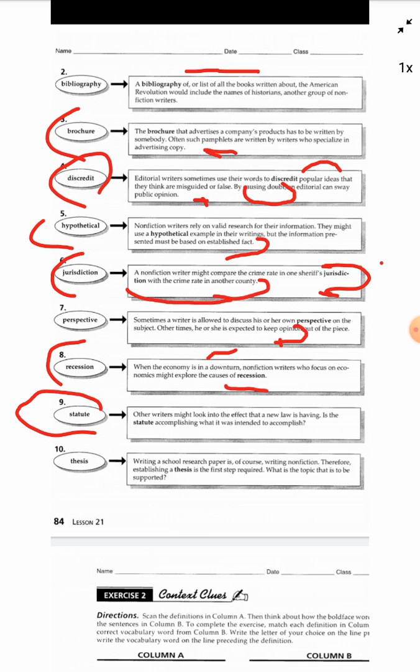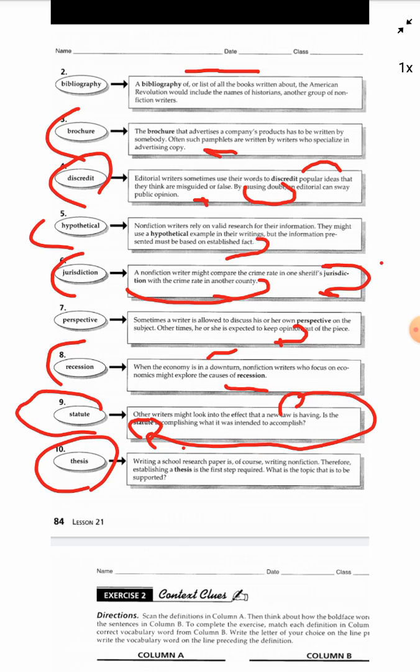Then number 9, statute. Other writers might look into the effect the new law is having. A new law created. Is the statute accomplishing what it was intended to accomplish? So the writers here look into the effect the new law is having. Is the statute accomplishing? So new law means statute, a rule or a law.